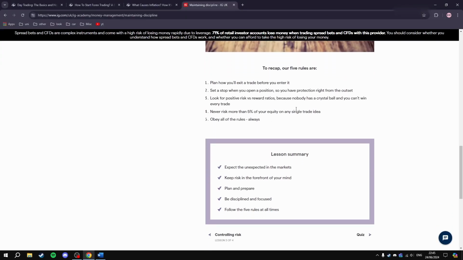So, lesson summary then. Expect the unexpected in the markets. Keep risk in the forefront of your mind. Plan and prepare. Be disciplined and focused. Follow the 5 rules at all times.